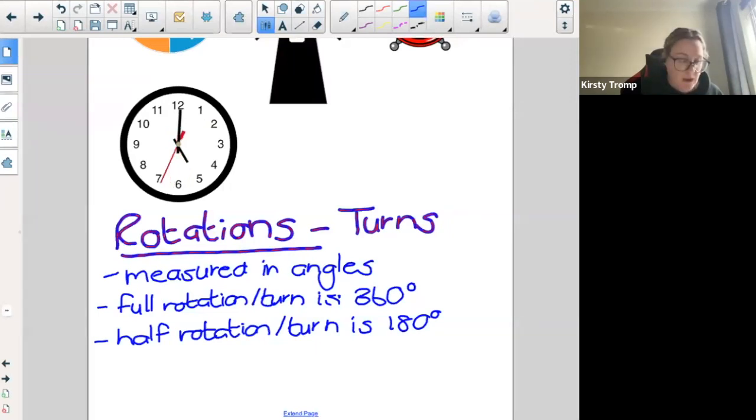While you're writing that down, I'm going to ask, does anyone have any questions at this point? Does everyone understand so far what we're talking about? Is everyone good? Everyone understand what we're talking about when we're talking about rotations? Songe?